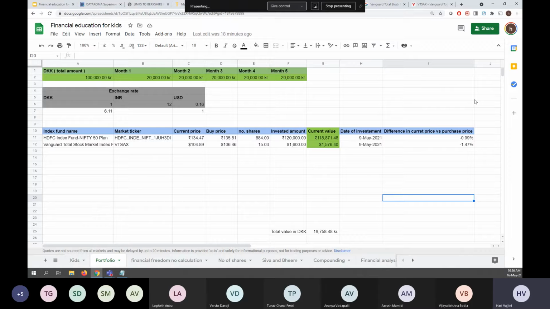Do I understand what I am investing in? Do I know the risk profile of what I am investing in? What is the worst case scenario for this investment which I'm making? Do I lose money? That's very important. We should never lose the money.